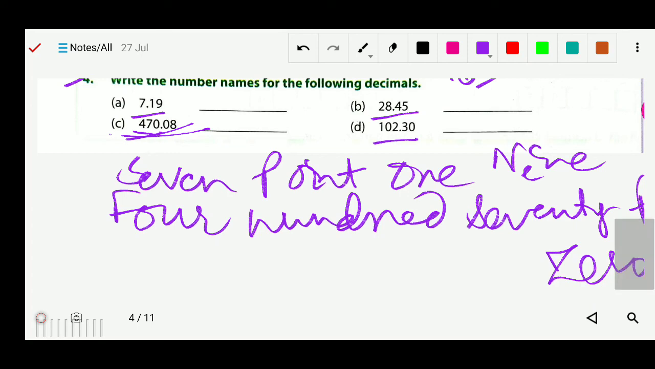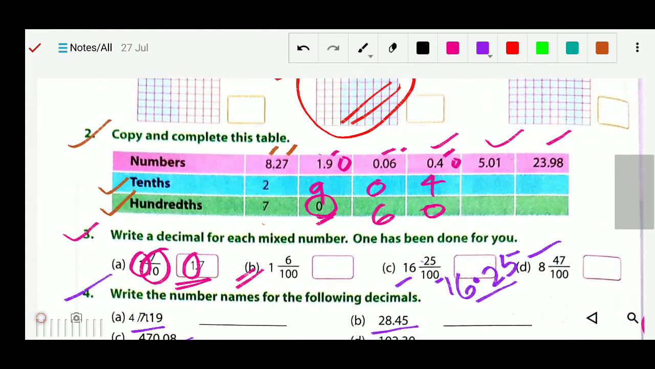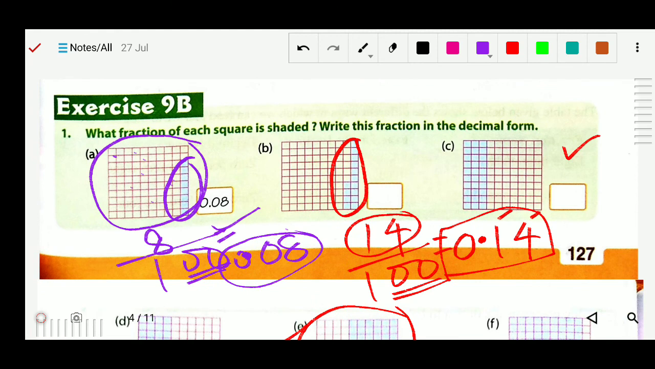Okay, so you can solve this exercise. 9C is your homework. Do it in your copy. Okay, 9 is your homework.